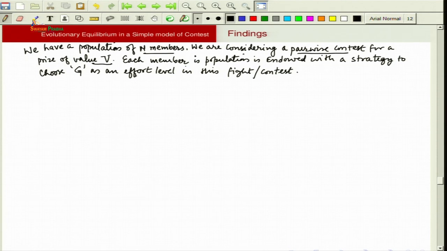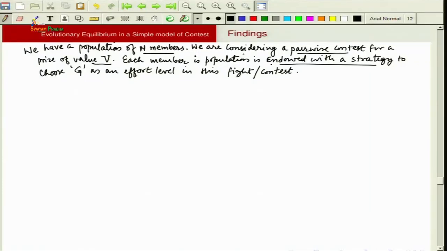And then we start like this: when we calculate the ESS, we are considering that each member initially of this population is endowed with a strategy. They do not choose, they are hardwired, as I have already told you that in case of ESS, evolutionary strategy, they are hardwired with some inbuilt strategy. So, here they are endowed with a strategy to choose G as their effort level in this fight or contest.